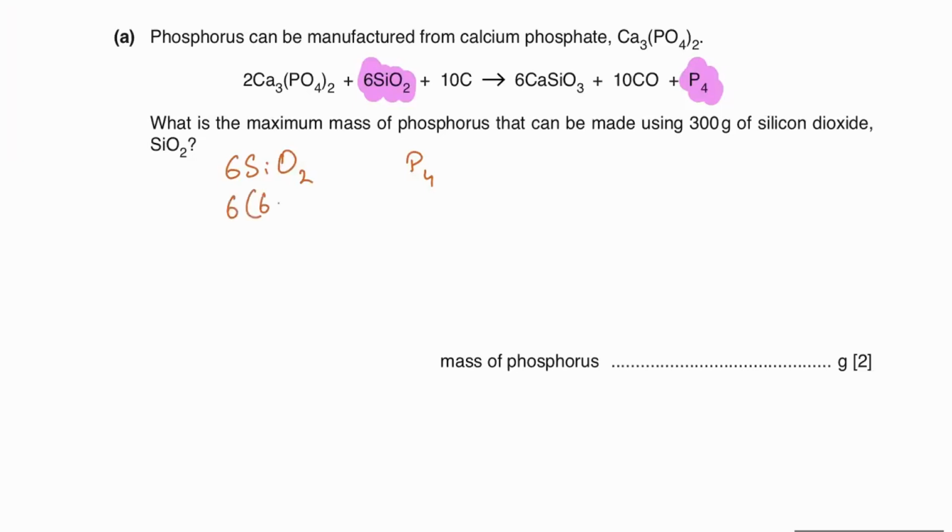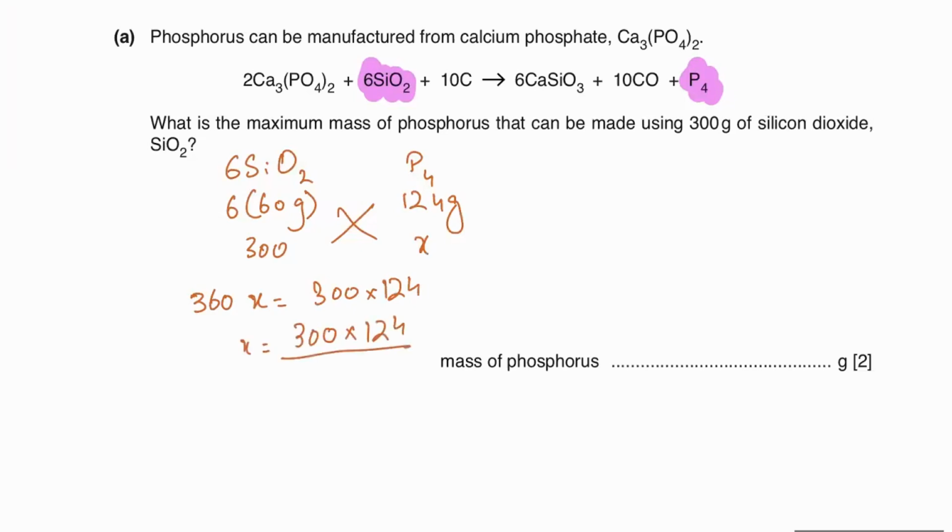So 6 times 60 grams produces, phosphorus is 31 times 4, 124 grams. So basically we got a relation that this many grams of this produces this many grams of that. Okay? So I have 300 of this. It will produce X of that. Cross multiply. 6 times 60 is 360x is equal to 300 times 124. Again, do not try to just get the answer at every step. Just keep writing it down and put it into the calculator at the end.